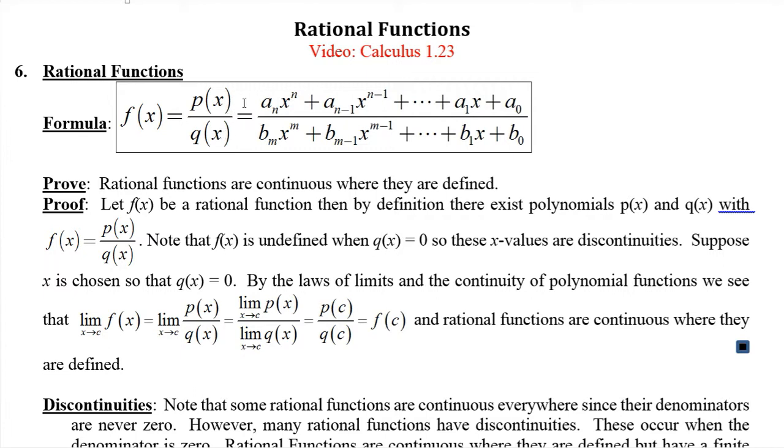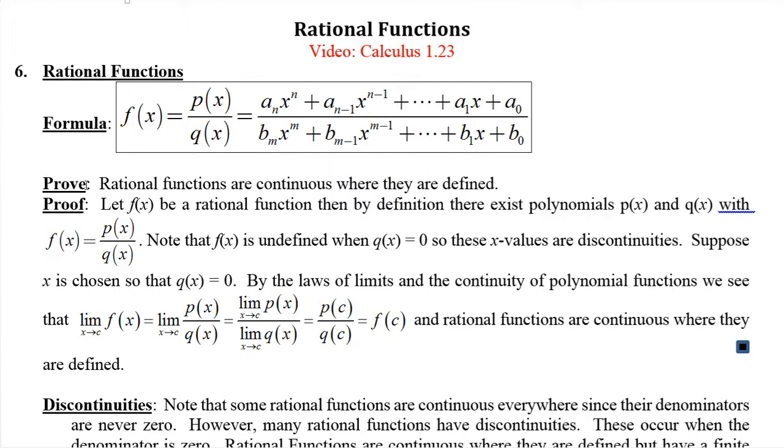So for example, then the top would be some a sub n times x to the n plus a sub n minus 1 times x to the n minus 1 and so forth, and similarly for the denominator. The leading coefficient in the numerator and the denominator could have different powers, could be the same power. Some of these coefficients could be 0, but we have this here, and this is our rational function. Notice that rational functions actually do include polynomial functions because you could let the denominator be 1.